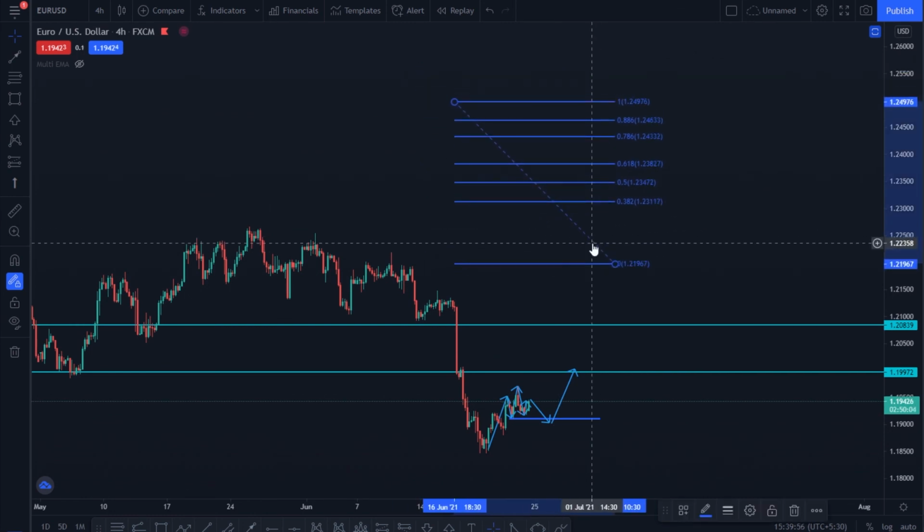I hope you enjoyed the session, and in the next video we are going to look at the extension tool, where you'll understand how much the next impulse move will be, or a better way to say it is where you should be taking out your targets or the next resistance or support levels. So that's what the next video is all about.